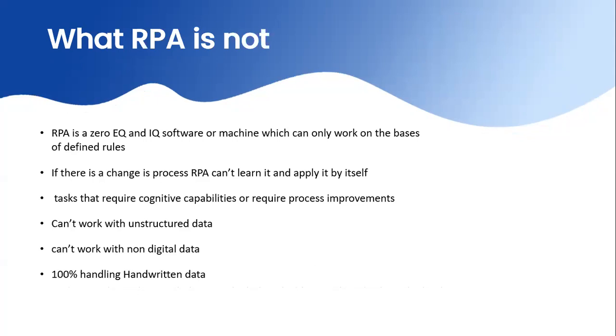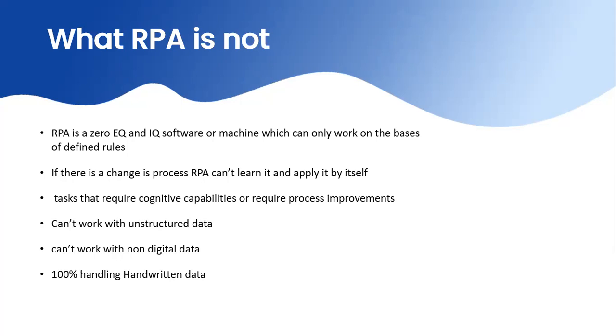Okay. What is not a robot? RPA. So RPA is a zero EQ and IQ software. That means it doesn't have any emotion. It doesn't have any intelligence. It's just a machine which is based on a defined set of rules. That's RPA. Okay.